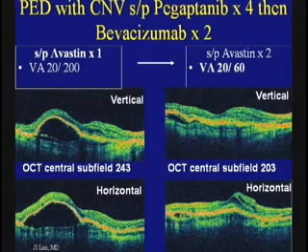So that's pretty remarkable. We can say, okay, we've gone from a central subfield thickness of 243 down to a thickness of 203, which is almost normal. I say almost normal, and the difference is that you can still see some areas of black underneath that orange line. So there's still a little bit of fluid left there, right?